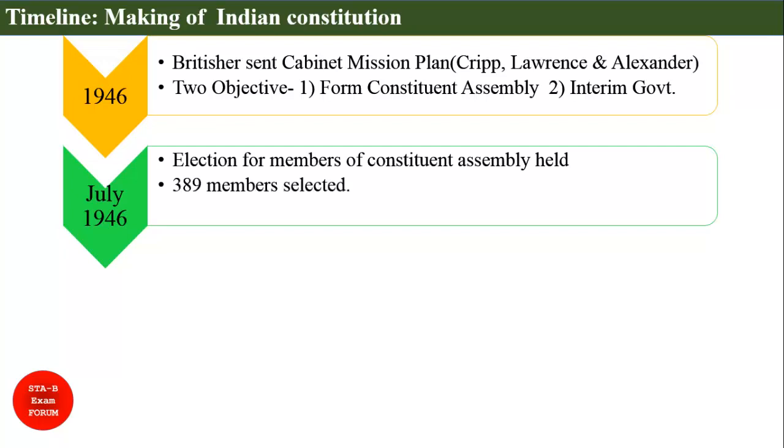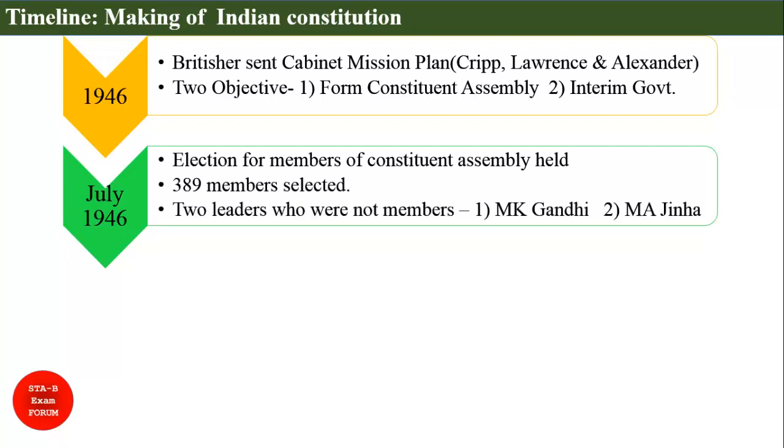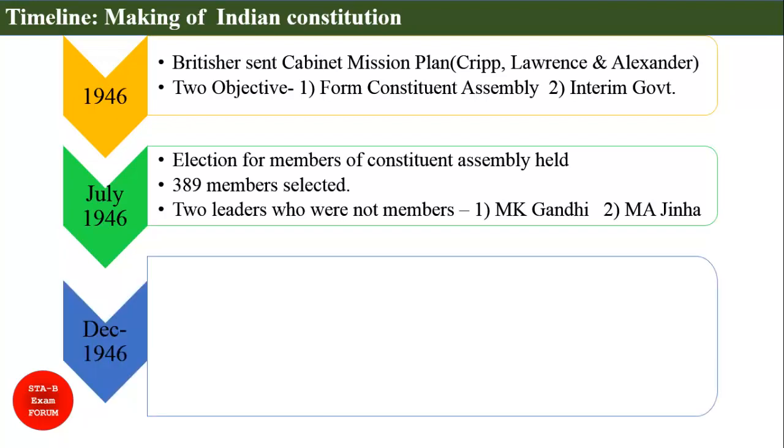So what happened next? 389 members got selected, and the two leaders who were not members are Mohandas Karamchand Gandhi and Muhammad Ali Jinnah. These were the two who were not selected as members of the Constituent Assembly, as they had not contested the election. Coming to the next, in December 1946, this is again a major happening that you should know.